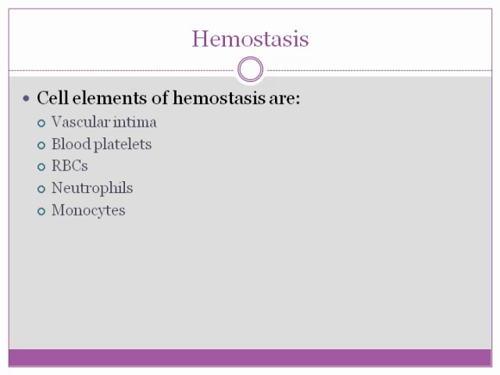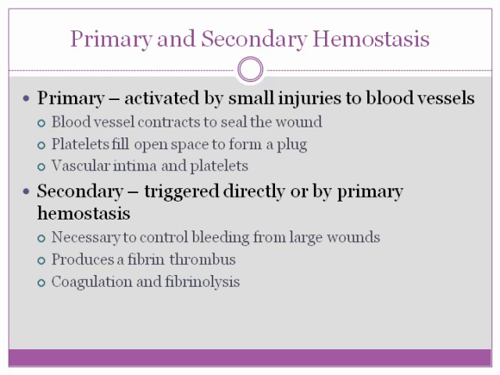So the cell elements that are involved in hemostasis are your platelets, of course. We all know that platelets have a role in clotting. Your vascular intima, which is basically your blood vessel lining, plays a role. And then red cells, neutrophils and monocytes can even have a role in the clotting process. So let's take a look here at what we call primary and secondary hemostasis. Primary is all about small injuries, whereas secondary is larger injuries, if you will.